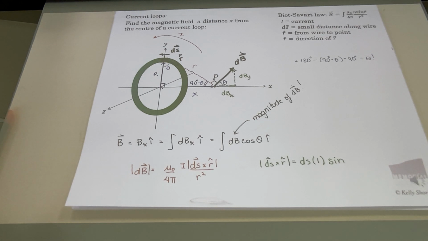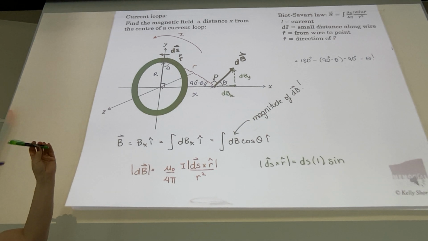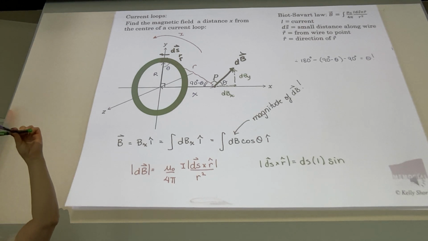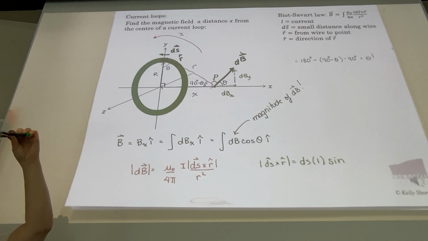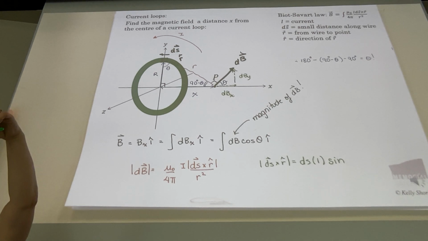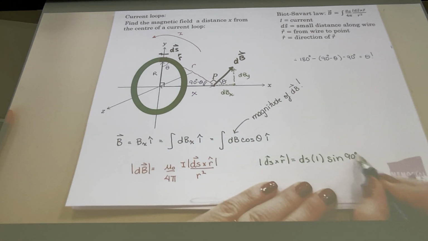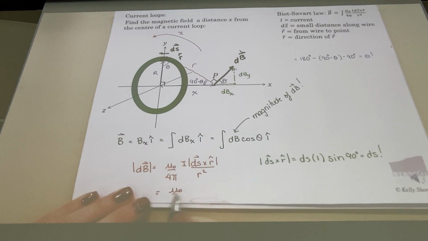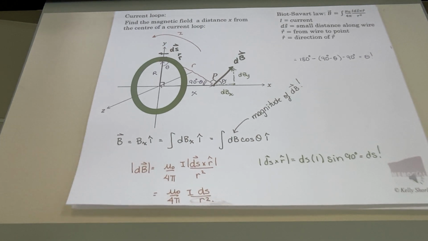This one feels like it gets tricky. The angle between ds and r hat, so ds is this way, r hat is this way, so ds is a little bit along the top of the loop, r hat is towards you. We're asking what's the angle between those guys? That's 90 degrees. So ds and r hat are perpendicular. When I hold it up like that, it's a little easier to see. So the magnitude of dB then is mu naught over 4 pi times I times ds divided by r squared.